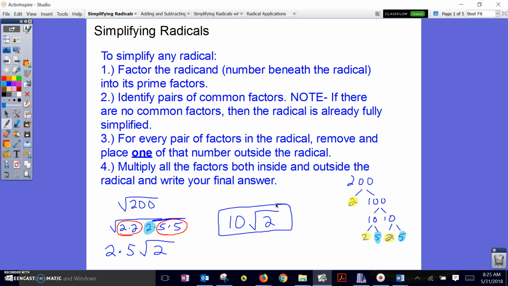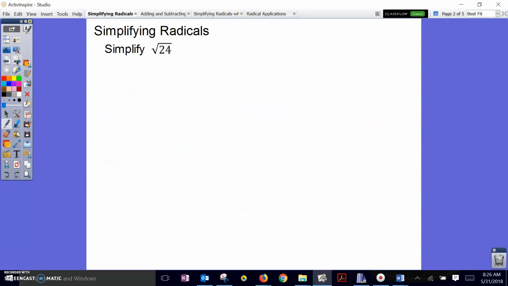A note for you, this is what is known as reduced radical form. Anytime you've got a radical and it says simplify to reduced radical form, this is what your answer should look like. It shouldn't be a decimal or anything like that. It should be in this reduced radical form. All right, let's do a few more examples to get this concept under our belt.